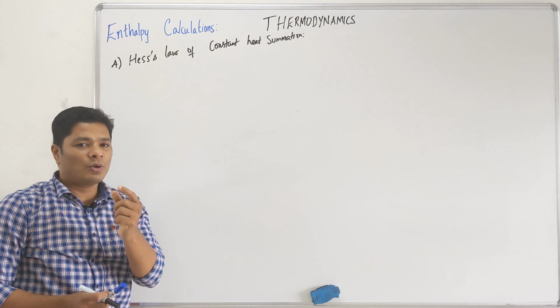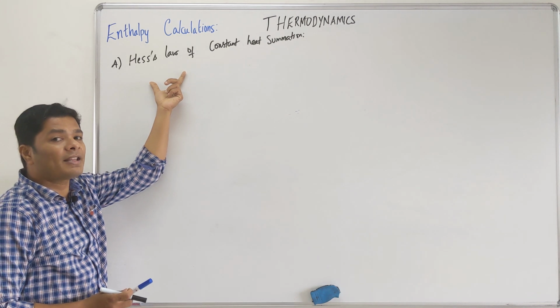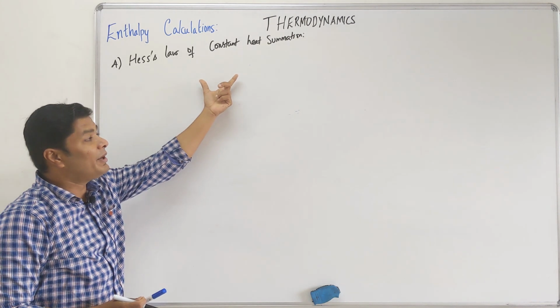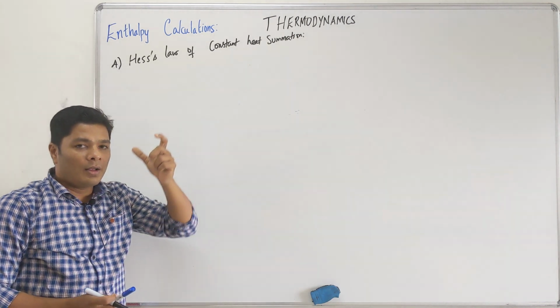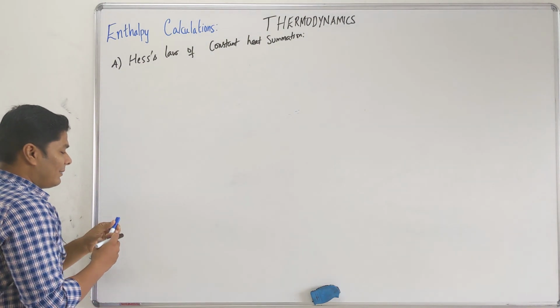In essence it comes down to only one thing. Delta H is a state function. So it doesn't really matter the path you take, the summation of the heat will give you the same value regardless of the path you take. We'll deal with an example.